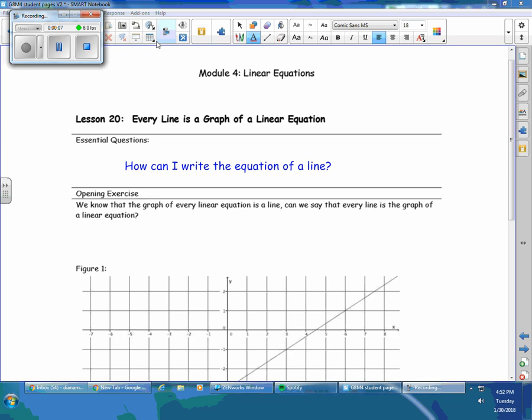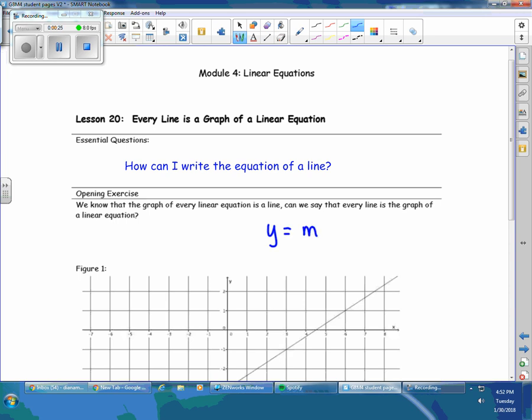Every line is a graph of a linear equation. Your essential question for this lesson is how can I write the equation of a line? Now, we've been dealing with graphing equations in the form of y equals mx plus b, or slope-intercept form. We know that b is our beginning, our y-intercept. We know that m is our slope.